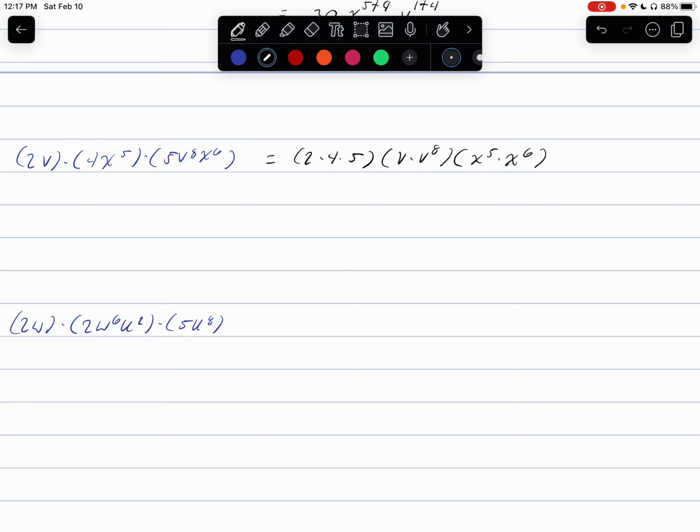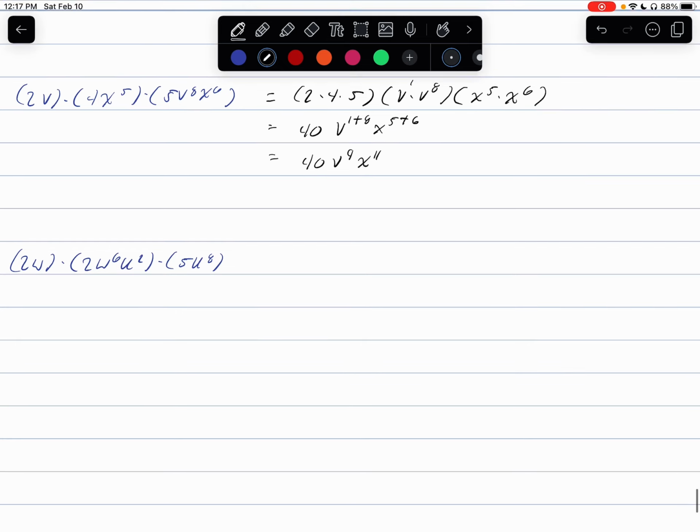Here, 2 times 4 times 5, so 2 times 4 gives us 8, times 5 is 40. So I have 40, and then v times v to the 8th, that is v to the 1 plus 8, because remember, we have the implied 1 here. And then x to the 5th times x to the 6th, that is x to the 5 plus 6. So our final answer is going to be 40v to the 9th, x to the 11th.